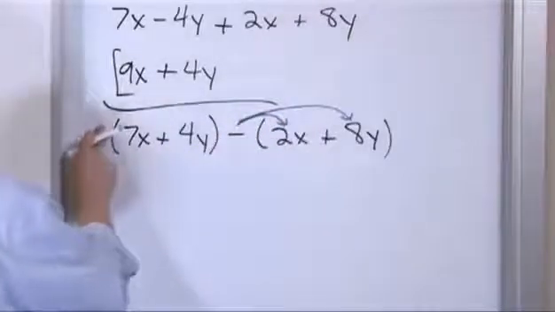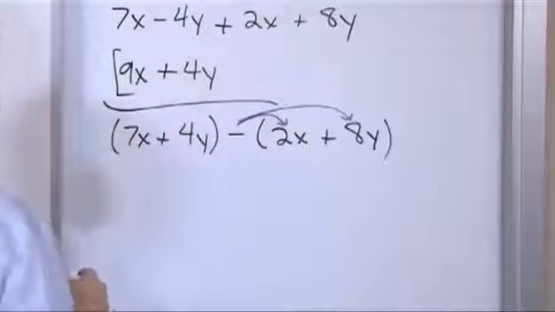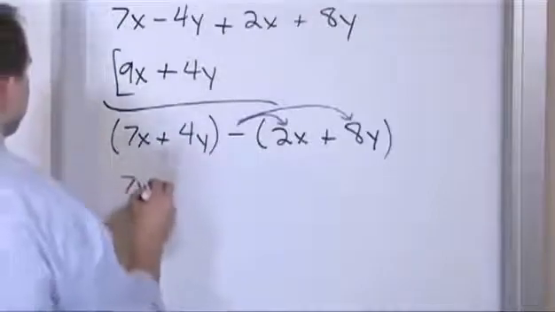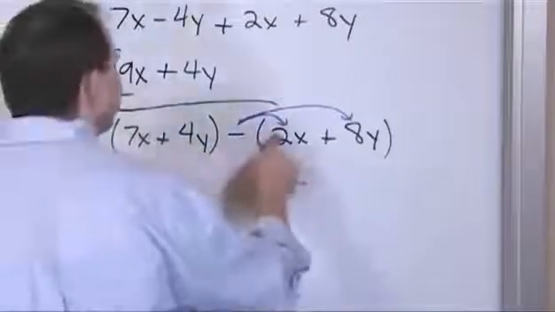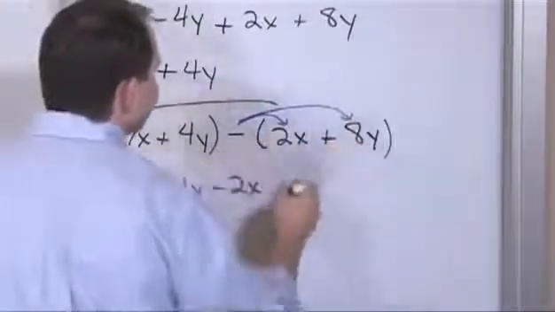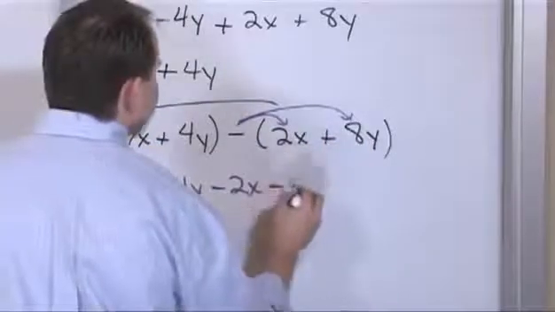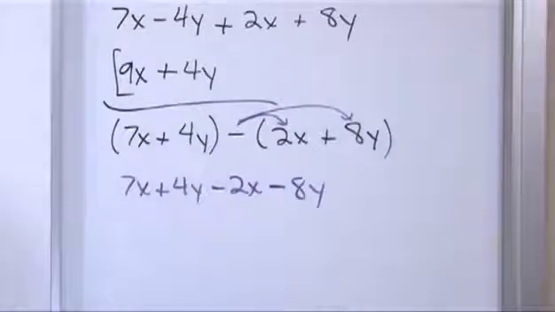There's nothing out in front. There's positive 1 out in front, so you can distribute a positive 1, but it's not going to do anything. So you have 7x plus 4y here. Now, negative 1 times 2x is negative 2x. Negative 1 times positive this guy is negative 8y. And now I've removed everything, put it on the same level, and now I just scan for like terms.